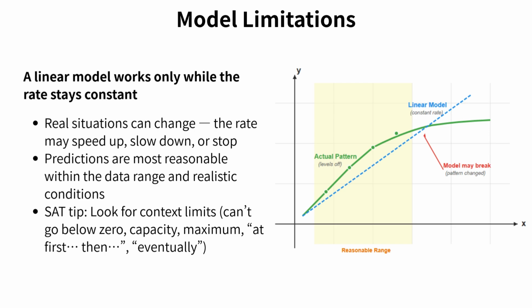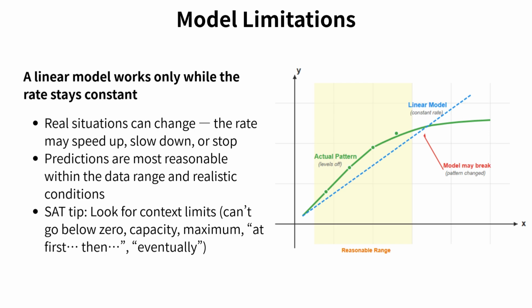When you go too far outside that range, you might still be able to calculate a value, but the result may not be realistic. On the SAT, limitation questions often come from the context, not the math. For example, money can't drop below zero, a stadium has a maximum capacity, a discount can't keep increasing forever, and a machine can't run at the same rate indefinitely.